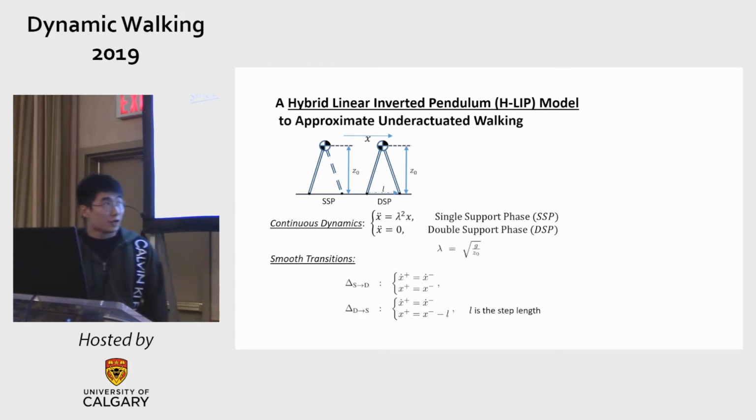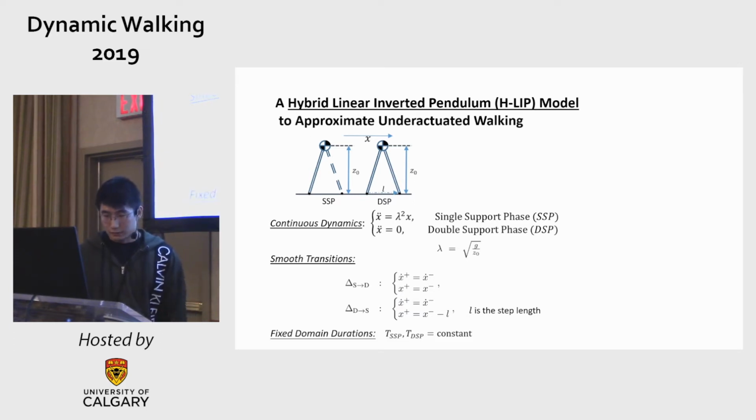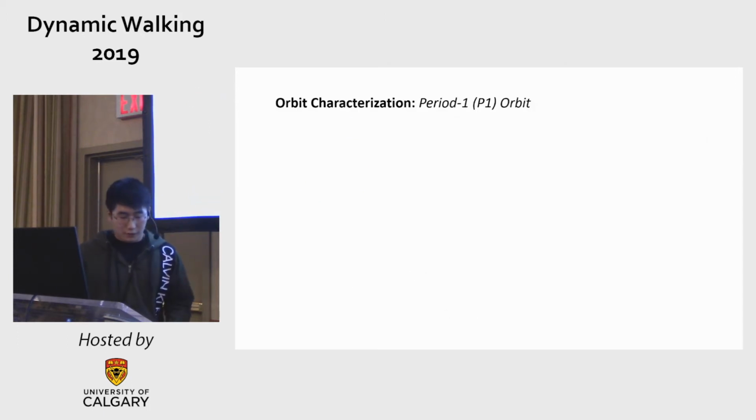And I assume the velocity doesn't have jumps between the switching, and there is only position switching based on the step length you select. So I also assume the duration of each domain is fixed. Here is an example of the walking. So for this simple system, I want to characterize what the orbits are, right?